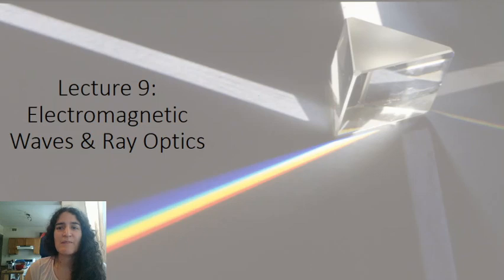So this is maybe an image that we've seen all our lives. It's what happens when you send a beam of light through a prism. It breaks up that light into a rainbow, right? So we'll be discussing even the physics of rainbows. Okay, so let's get started.